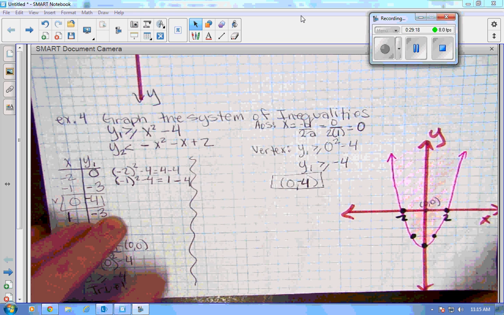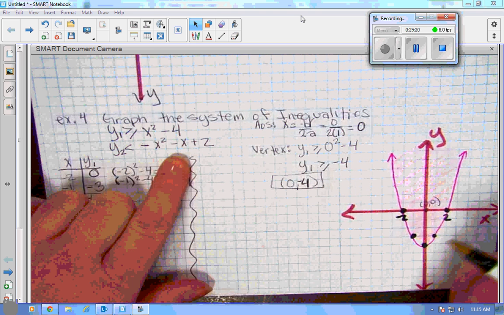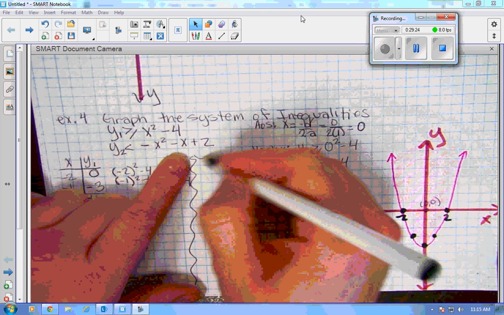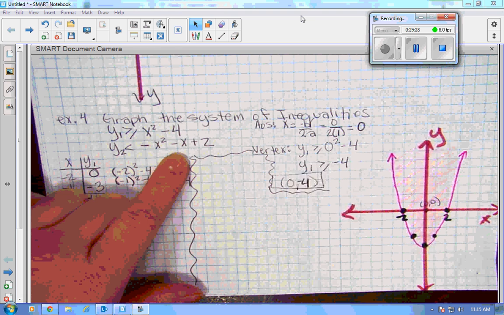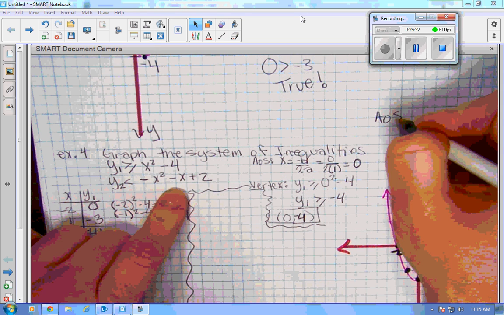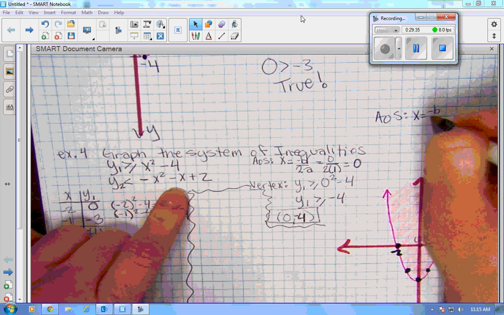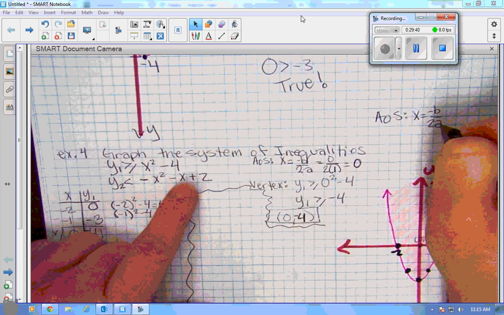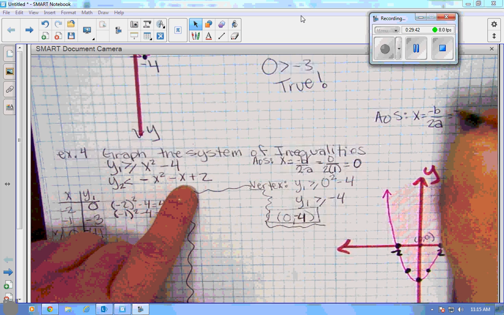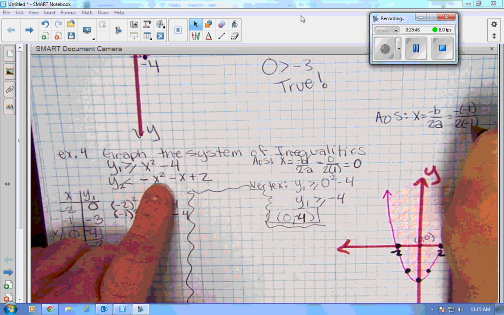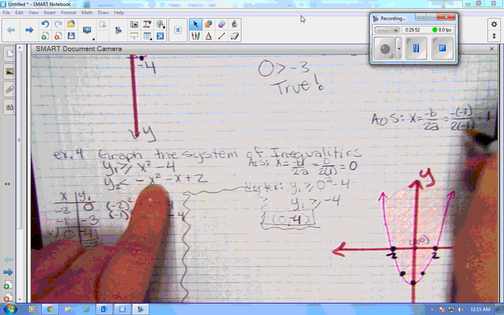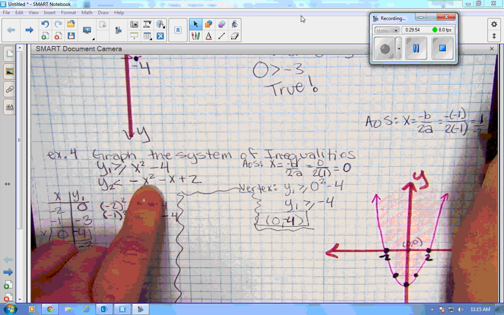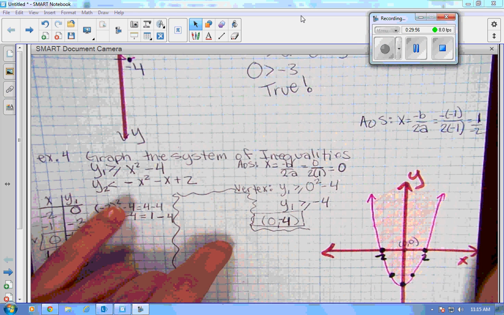Okay, so we're going to do an x, y table for the second inequality. Again, we're going to need to find the axis of symmetry so that we can identify the vertex. I'm kind of running out of room, so I'm going to come up here. Axis of symmetry: x equals negative b all over 2a. We have b is negative 1, so it'll be negative negative 1 all over 2 times a. A is also negative 1. So negative negative 1 is a positive 1, and 2 times negative 1 is negative 2. So our axis of symmetry, x equals negative 1/2.